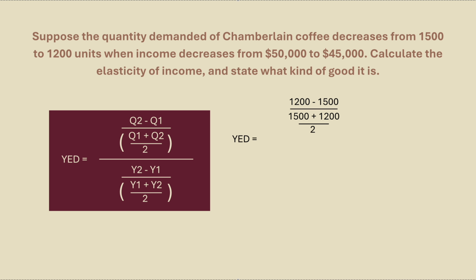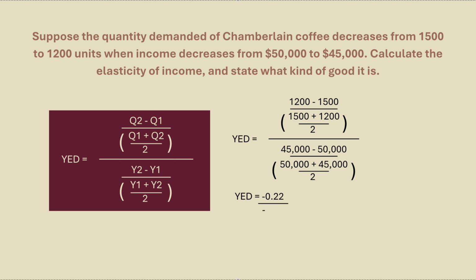So 1,500 plus 1,200 over 2. All of this over the same thing for income. The new income minus the old income, so 45,000 minus 50,000 over the average income. So 50,000 plus 45,000 over 2. Simplifying this gives us negative 0.22 over negative 0.11, and that equals 2. So Chamberlain coffee is a normal good and a luxury.